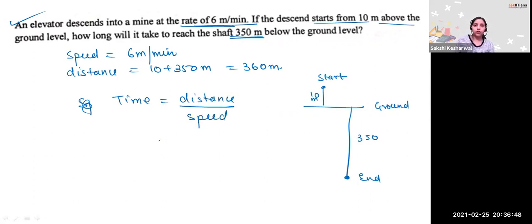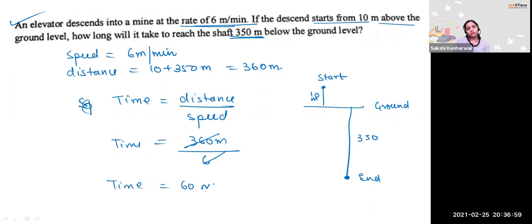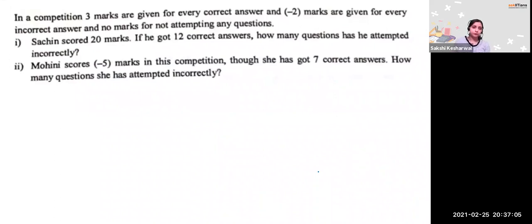So this is equal to, beta, distance is how much? 360 meter and 6 meter per minute. So time will be how much? Beta, time will be 60 minutes, right? Or 1 hour, right? Now coming to this question.